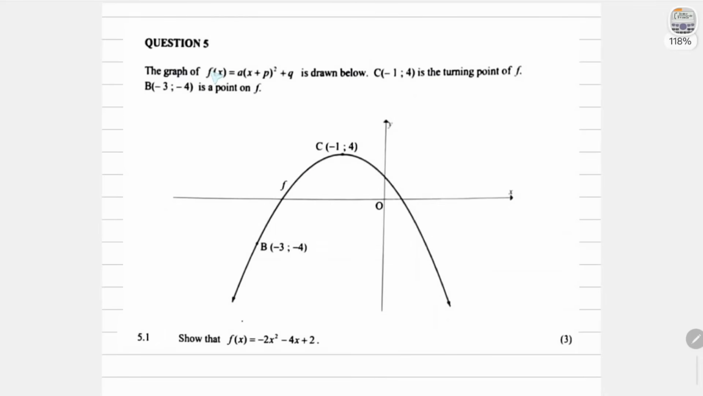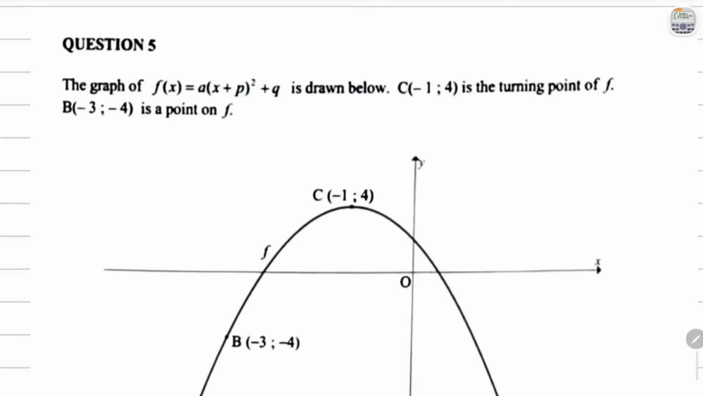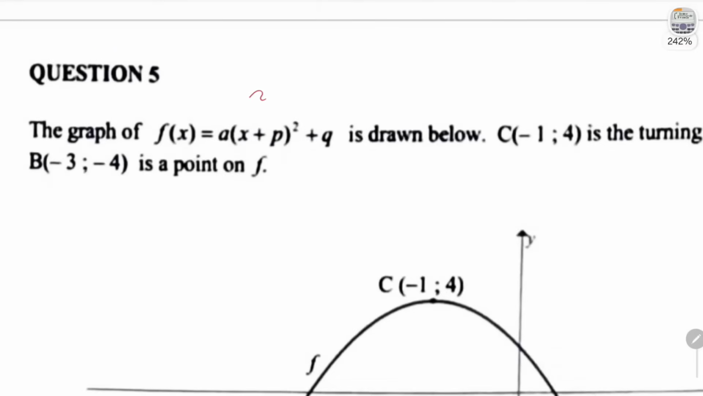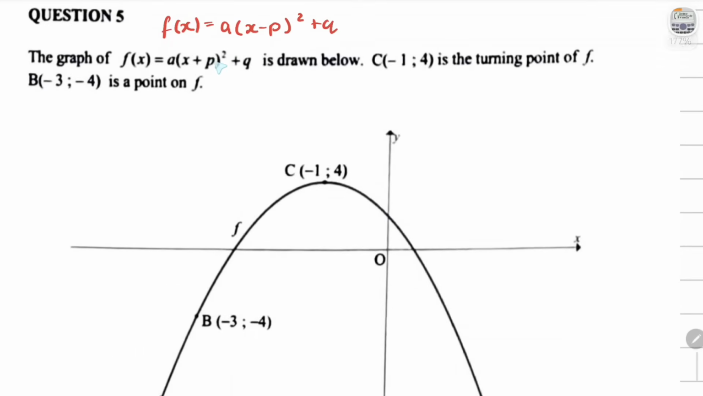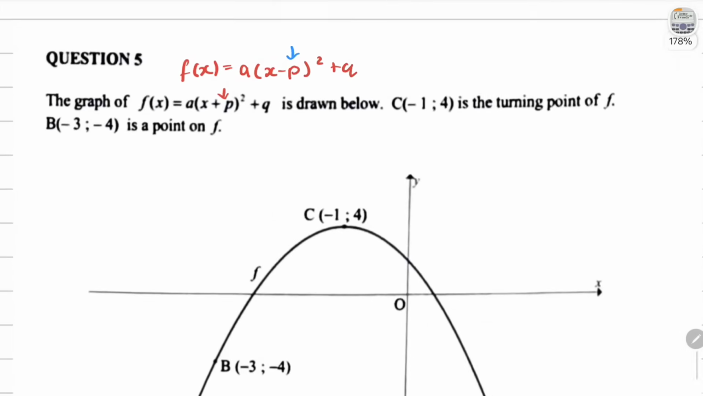Okay, we're on question 5, and question 5 says the graph of f of x is equal to a times (x plus p) all squared plus q. You know that this is not supposed to look like that. Just remember the general form of a parabola in turning point form is a times (x minus p) all squared plus q. So they're just doing that thing that they do with the hyperbola, where they give you a positive p instead of a negative p. Just remember that they want you to find their p, not our original p.